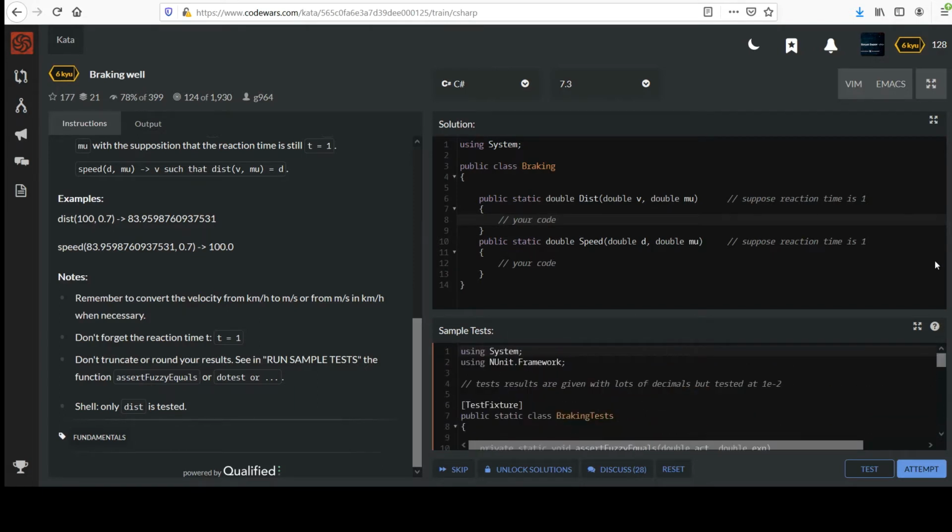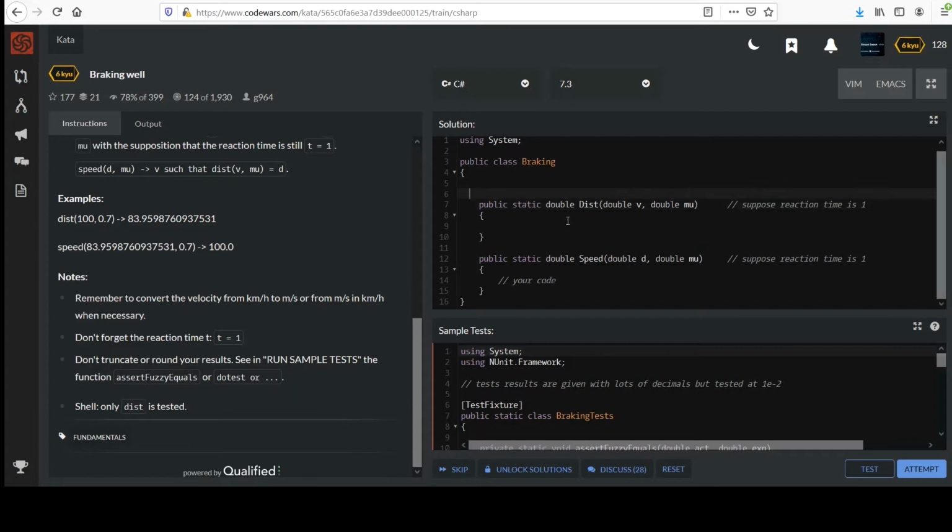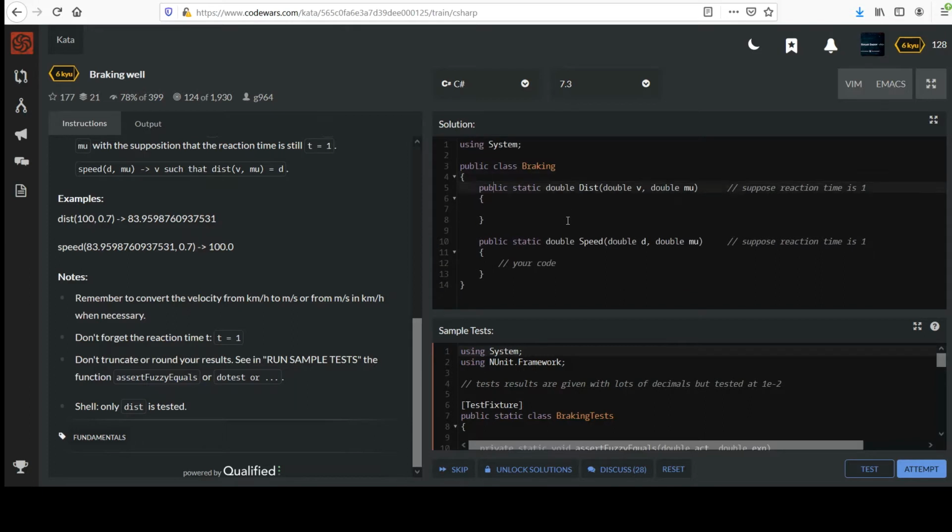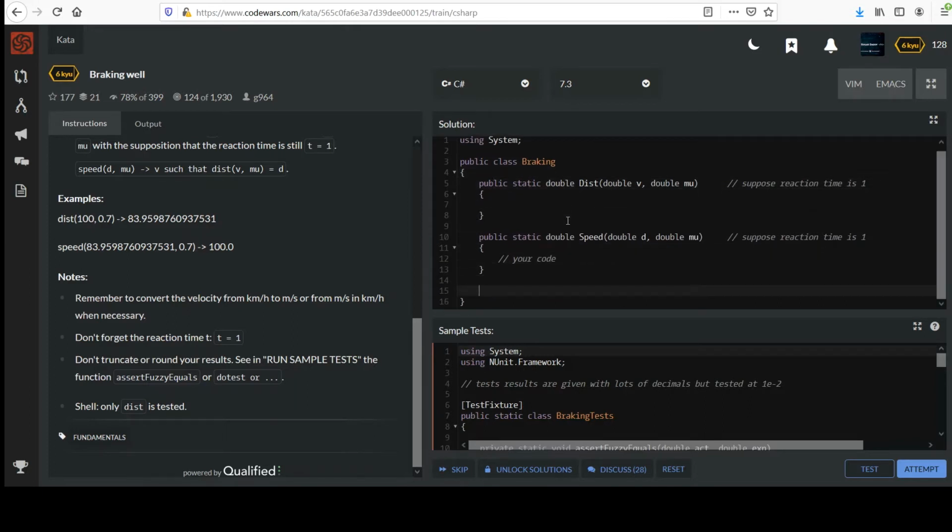So feel free to pause and try this one out. If you get stuck, come on back. We're going to do the distance one first. And I'm going to set up a constant for that gravity. I like to keep my public stuff at the top. Private, static, read-only value. We'll make it a double, and we're going to name it gravity. And we'll say 9.81 meters per second squared, right?